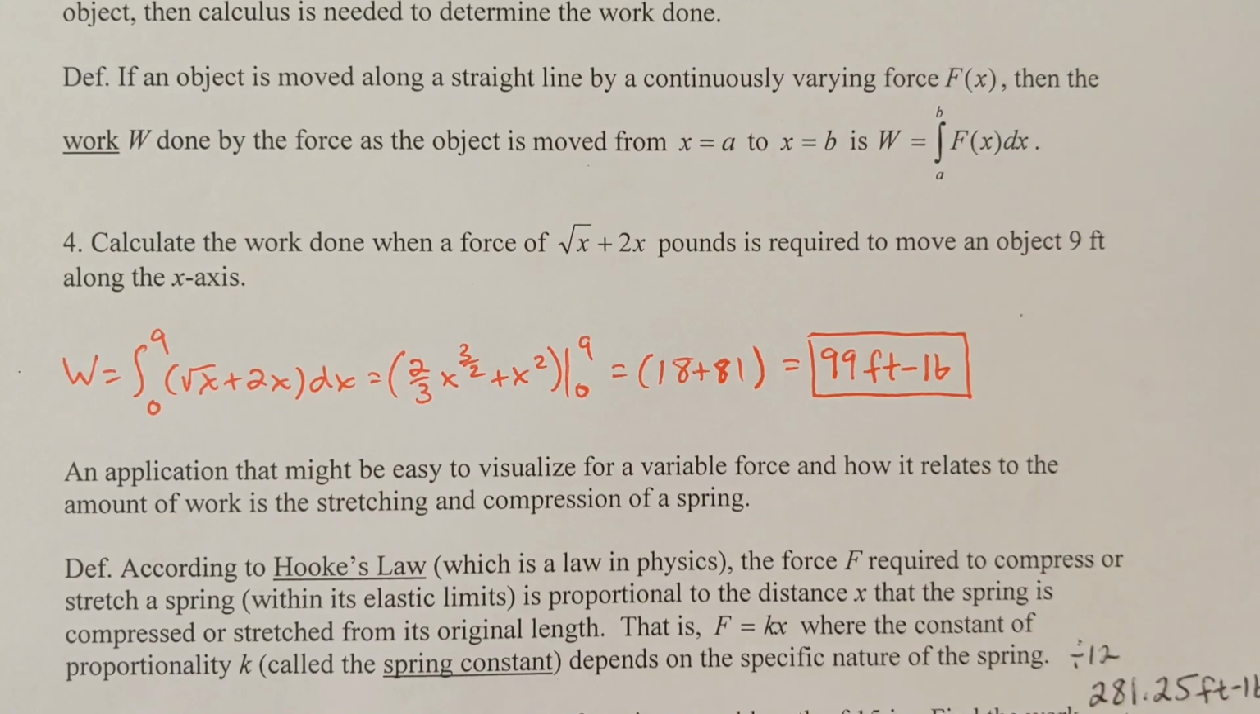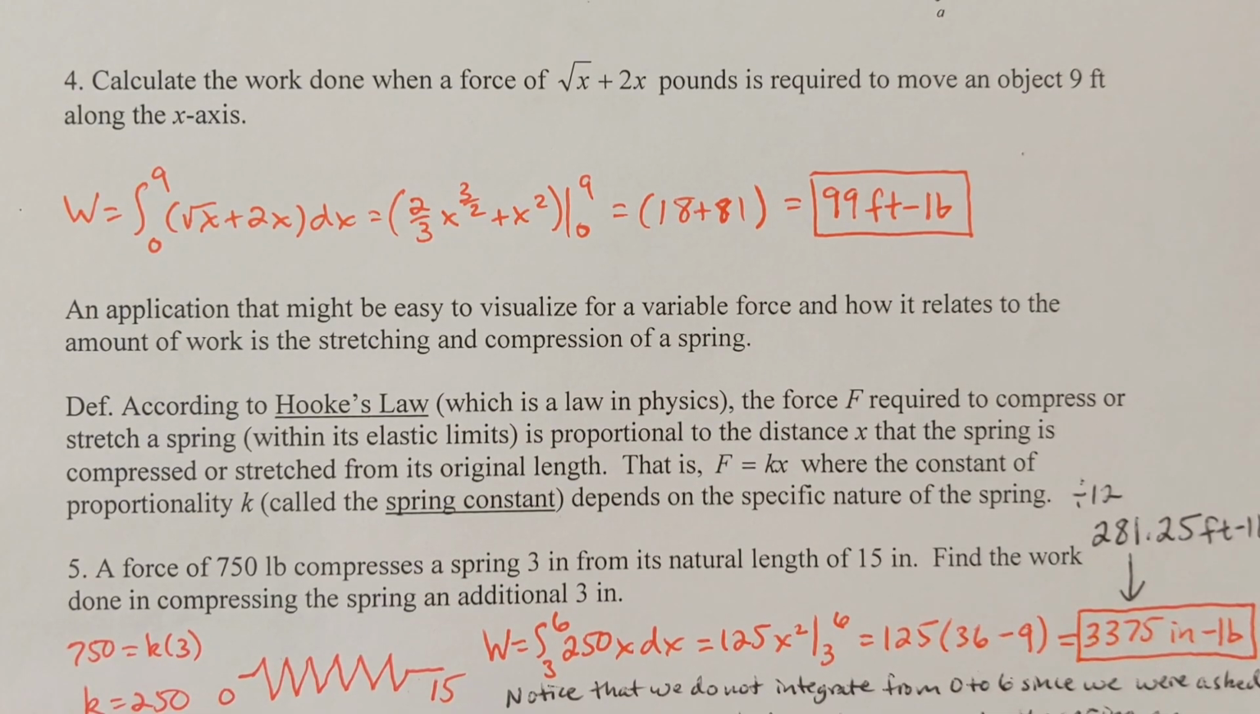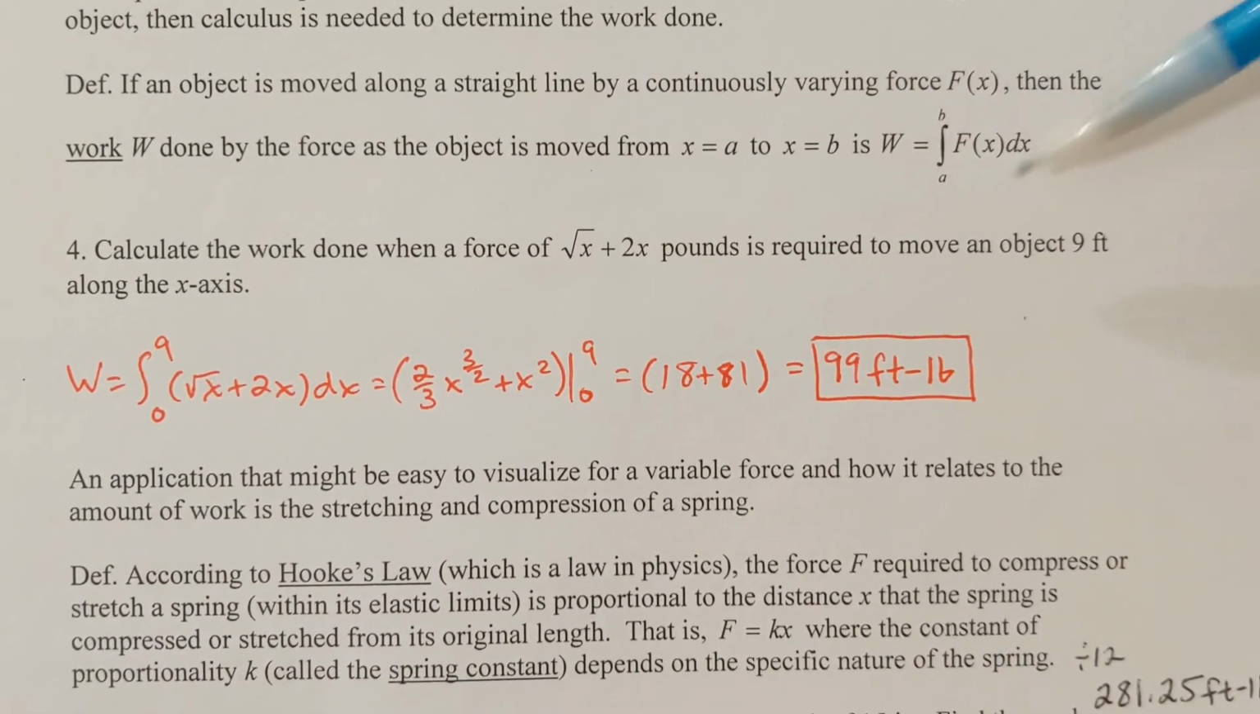Okay, so problem 4. Suppose that we want to calculate the work done when a force of the square root of x plus 2x pounds is required to move an object 9 feet along the x-axis. Now, of course, the first observation would be to notice that this is a variable force, right? x is the variable, and x is going to vary. So in this problem, it's not going to be just multiplying 2 numbers and you're done, like I was doing before. Instead, when I calculate W, I want to use this integral formula.